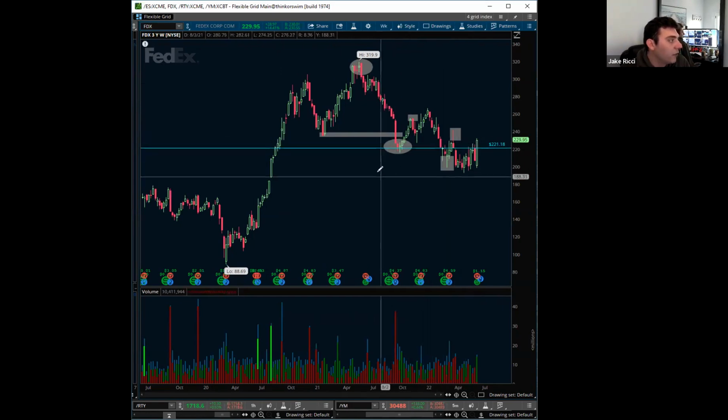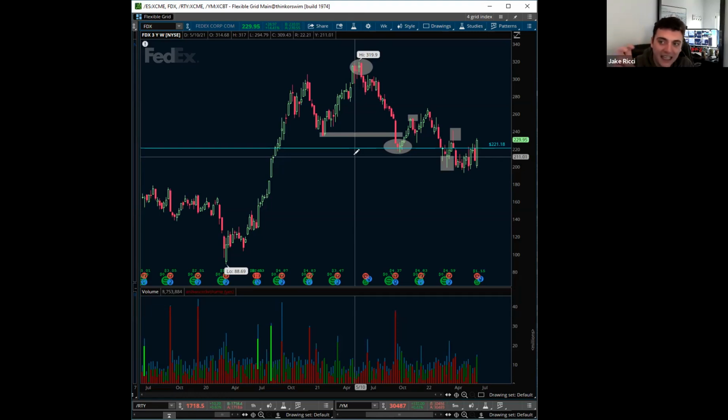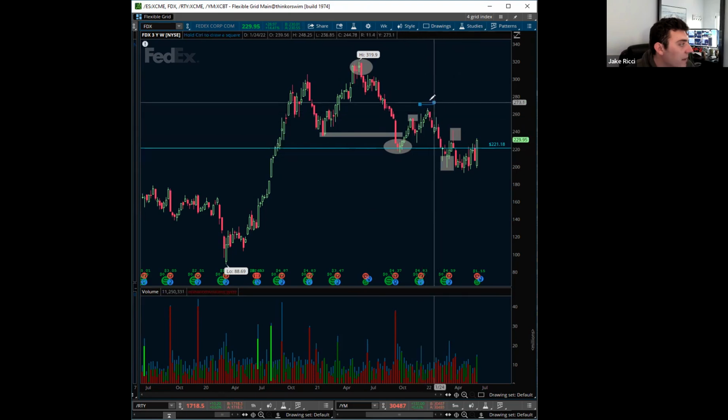And what you'll see here is really the only point in time where FDX wasn't quote unquote clean was when we did try to flip back into a weekly uptrend here.